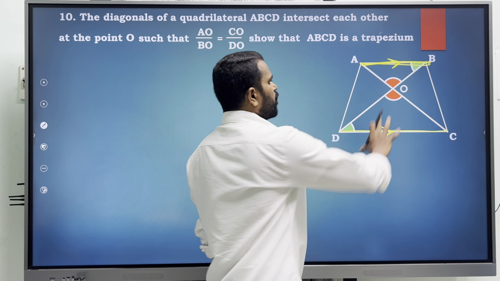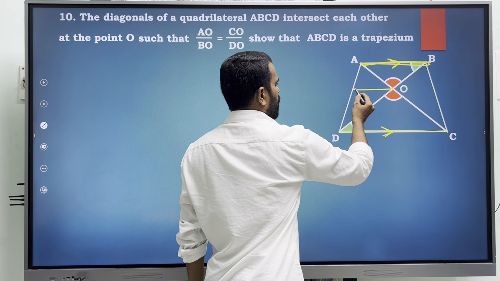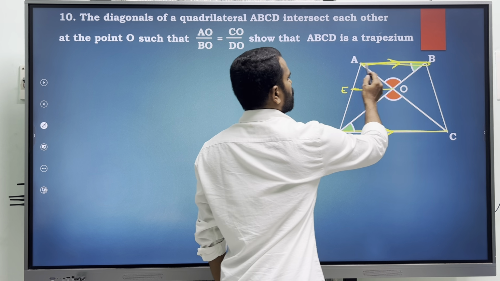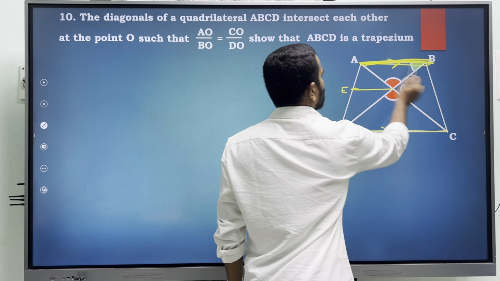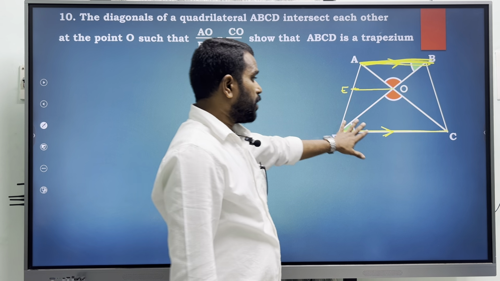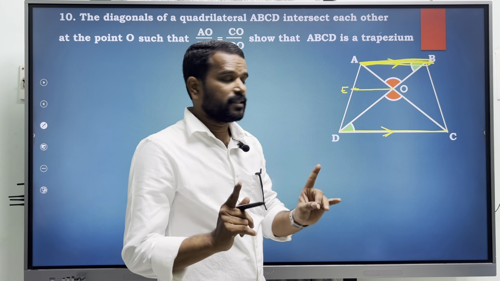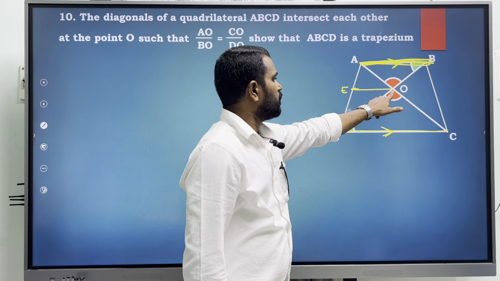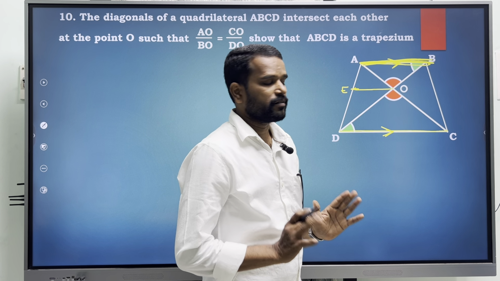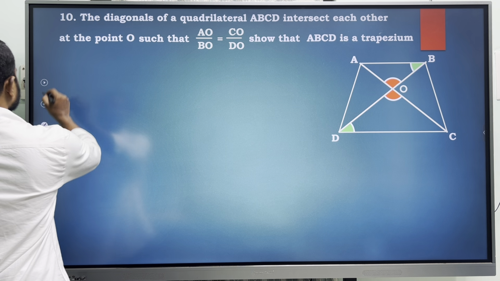Understand? So if I want to show this to be parallel, same as before, I will draw one line OE parallel to AB. I am not sure whether AB is parallel to CD or not, but first what I am doing is OE parallel to AB. This is what I know. So this is what I am doing now. Okay. So first thing, construction.